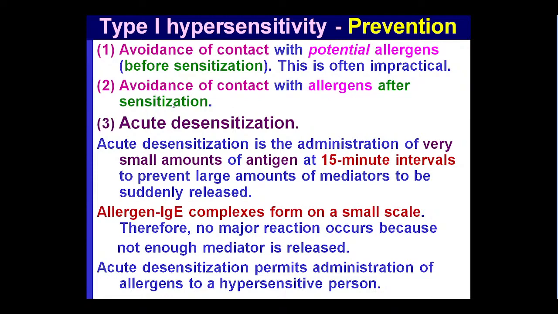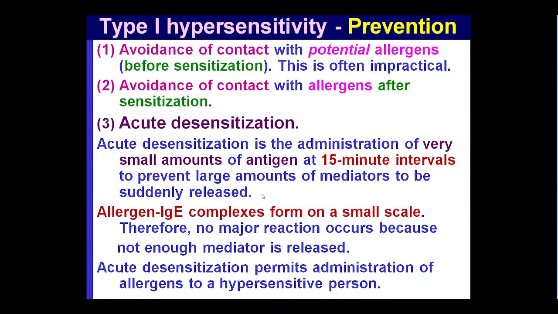This means no use of the skin prick test or radioimmunoassay or ELISA for detection of allergen or immunoglobulin E. Third is a manipulation named acute desensitization. Acute desensitization is the administration of very small amounts of allergen at 15-minute intervals to prevent large amounts of mediators from being suddenly released.